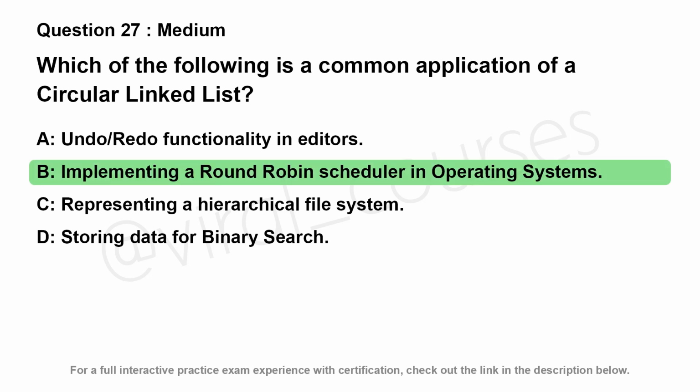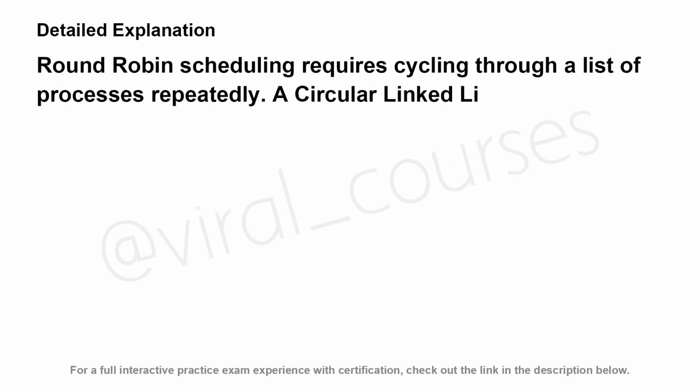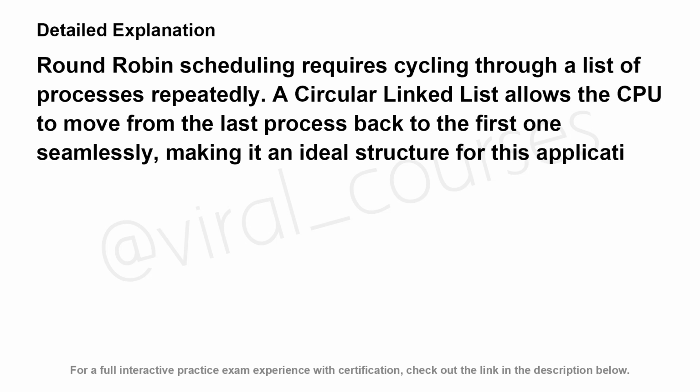The correct answer is B. Round-robin scheduling requires cycling through a list of processes repeatedly. A circular linked list allows the CPU to move from the last process back to the first one seamlessly, making it an ideal structure for this application.